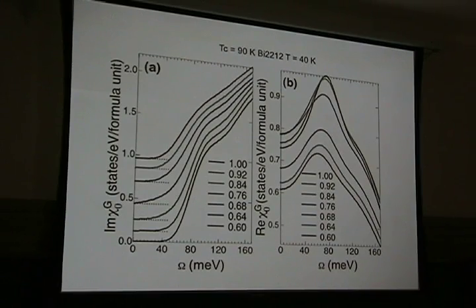Then you can actually measure in states per eV per formula unit. You actually can calibrate your spectrum to an absolute value. And guess what? That's the same. These are the same numbers that you get by neutron scattering. Well, I'll show you later.